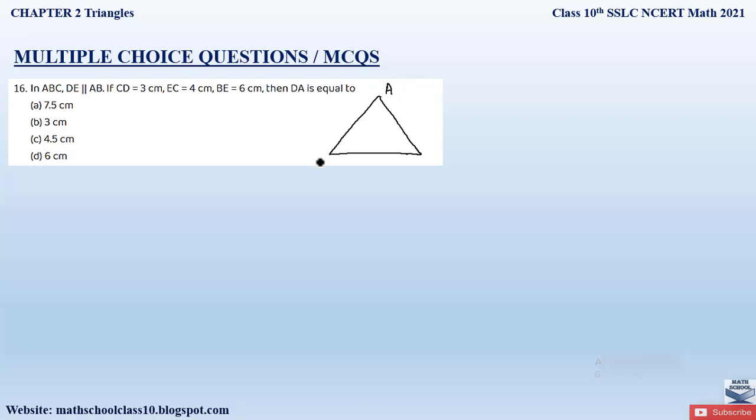So they have given us a triangle ABC, where they're saying us that DE is parallel to BC. So this is DE. CD value they have given us, DE is parallel to AB. To this side AB, we have a line DE which is parallel. So it is better to draw the figure taking the base as AB. So let us draw the figure again, taking the base as AB, C, where DE is parallel to AB, because it will be much easier to solve here. So CD is given as 3 centimeters, EC is 4, BE is again 6. We have to find out the DA value.